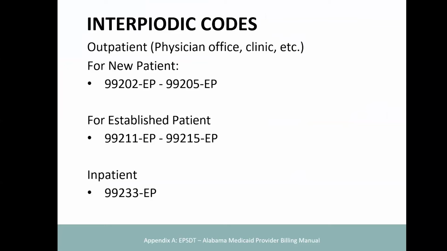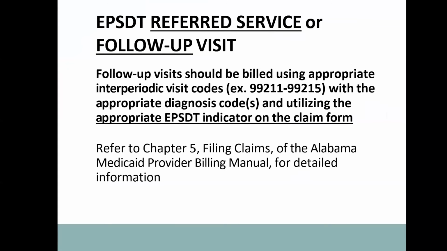Please see Appendix A, Section A.3.6, subsection titled Interperiodic Screening of the Alabama Medicaid Provider Billing Manual for more information. Follow-up visits should be billed using the appropriate interperiodic visit codes 99211 through 99215 with the appropriate diagnosis codes and utilizing the appropriate EPSDT indicator on the claim form. Refer to Chapter 5, Filing Claims, of the Alabama Medicaid Provider Billing Manual for detailed information.